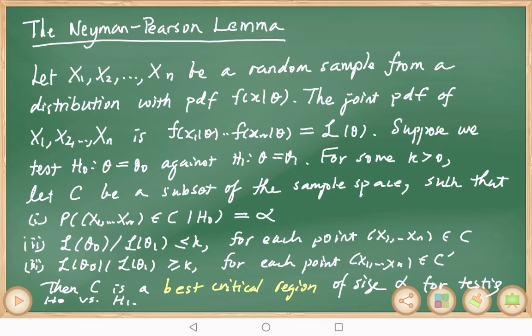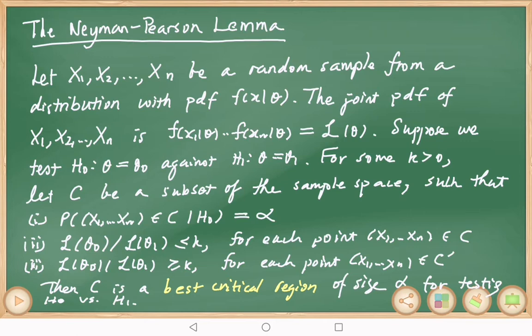So today we're going to look at the Neyman-Pearson Lemma and its proof. The Neyman-Pearson Lemma is a useful result in theoretical statistics, a result which we can use to construct a best critical region of a certain size, where the size corresponds to the probability of type 1 error.